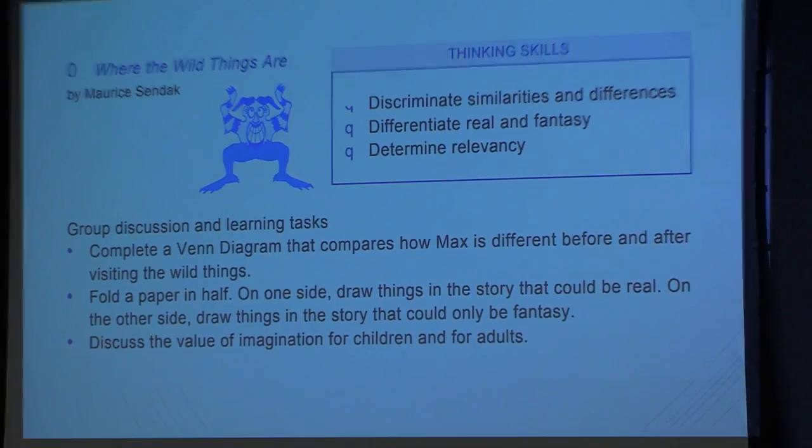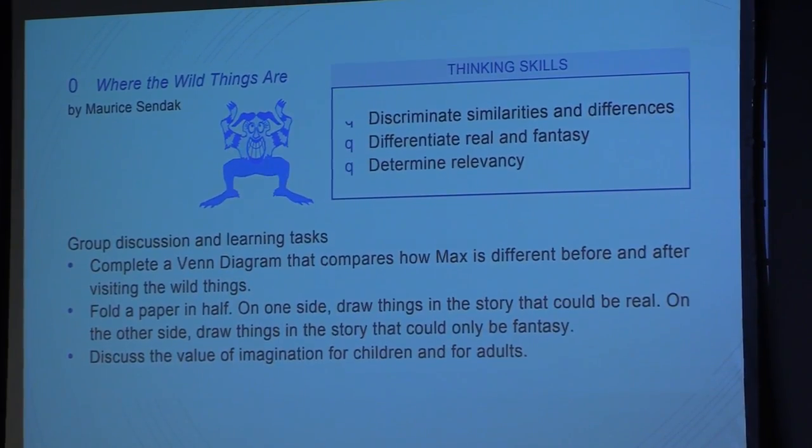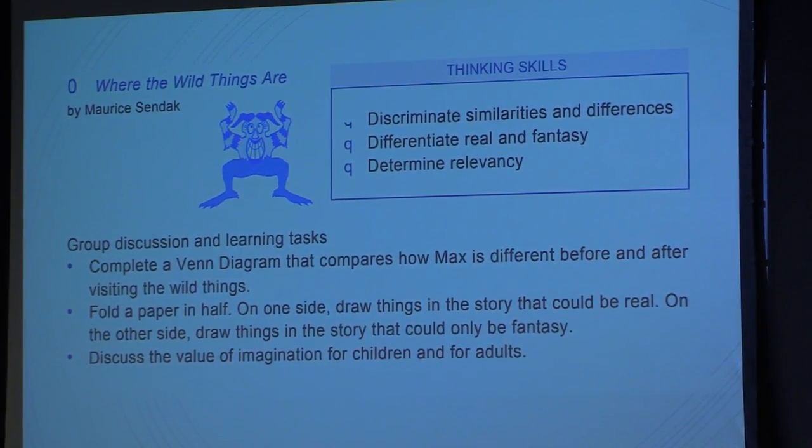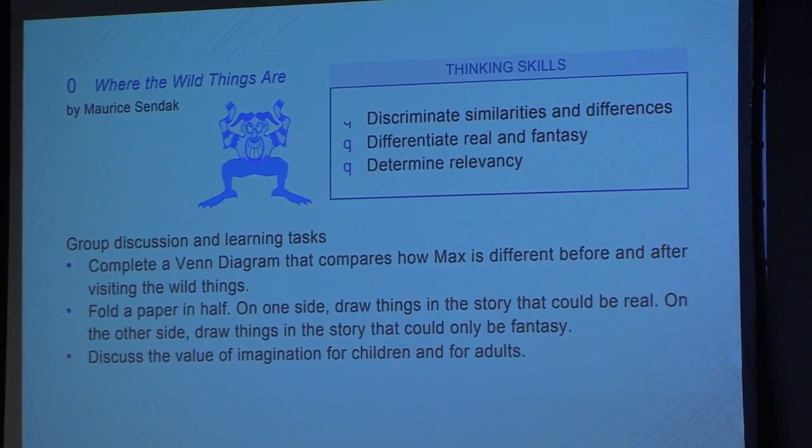Fold a paper in half on one side, draw things to tell a story that could be real, and then the other thing is some things in the story that would not be real, that are fantasy. And you'll notice it says draw things, because we know some kindergartners can't quite write those things. So if they're drawing the things that are real and fantasy, that's fine. If they can write them, even better.